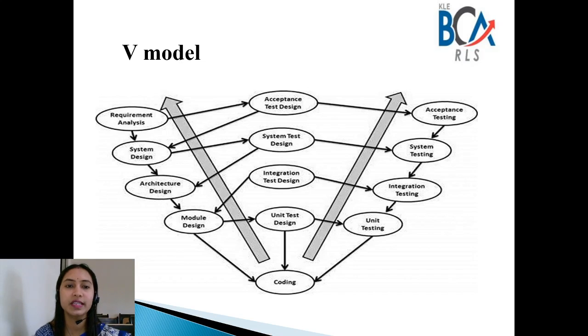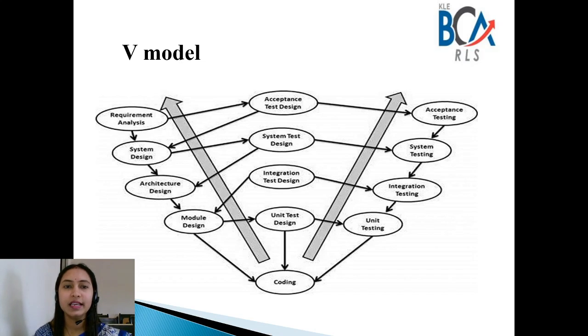Next comes the coding phase. This actually joins both the verification and validation phases. The actual coding of the system modules designed in the previous phase is done here. The most suitable programming language, which you decided on before, is taken into consideration, and you develop the code here. So we have now understood the verification phases.